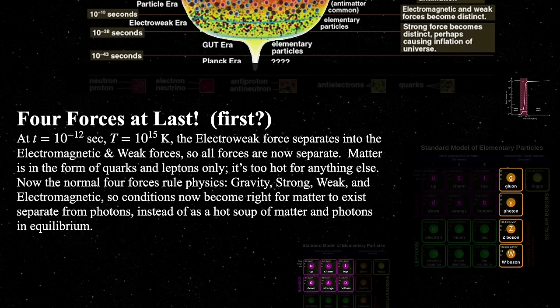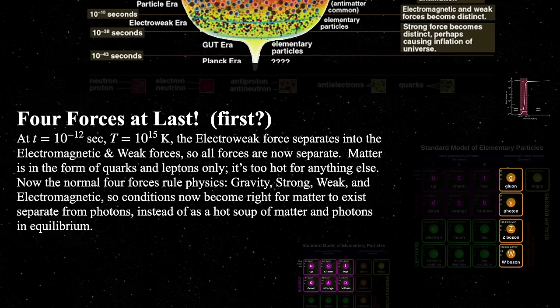But now you have all four forces. Four normal forces are finally coming into existence: gravity, the strong nuclear force, the weak nuclear force, and the electromagnetic force. Notice that we've broken the symmetry from going from one thing that is the same no matter how you look at it to four things which are different depending on their size scales and their strengths. So we have broken the symmetry of the cosmos as it cooled off. So now we can get separate photons. You can get matter and photons, and then all sorts of things can happen from that point.